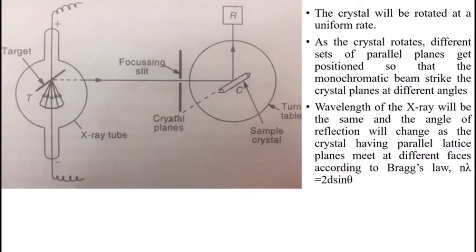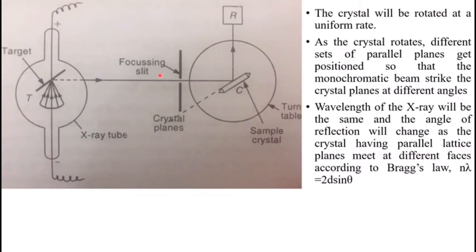So what will happen here? As the crystal rotates, different sets of parallel planes get positioned so that the monochromatic beam strikes the crystal planes at different angles. Suppose this is one plane like 100, then the angle will be different. If it is 111, the crystal plane will be parallel like this, and the X-ray diffraction angle will be different. So when the crystal rotates, different sets of parallel planes are positioned so that the monochromatic beam strikes the crystal at different angles.